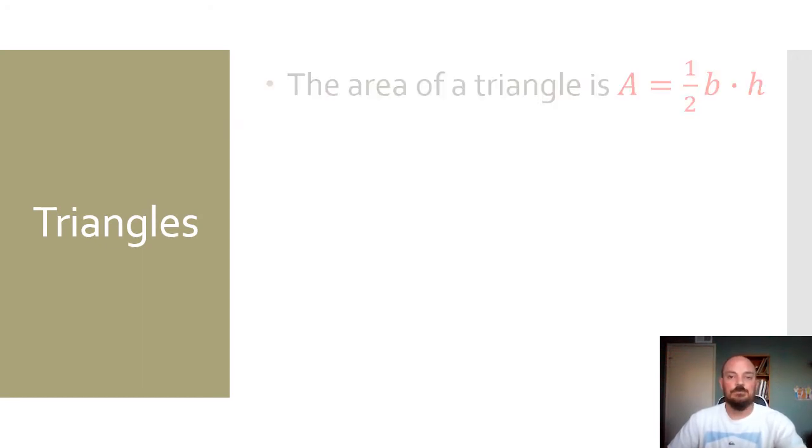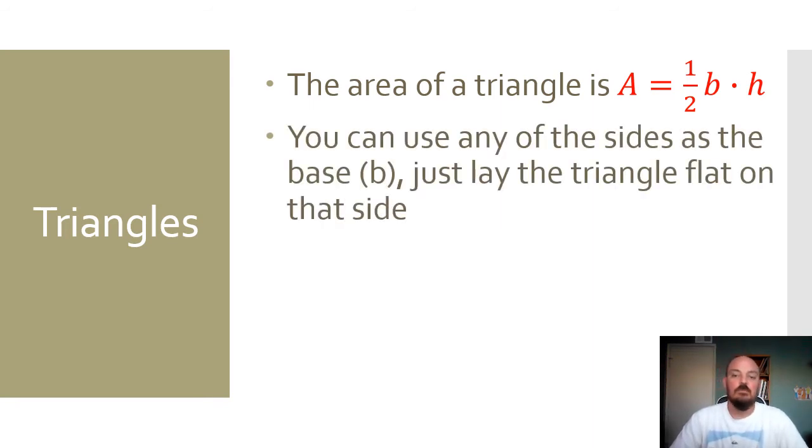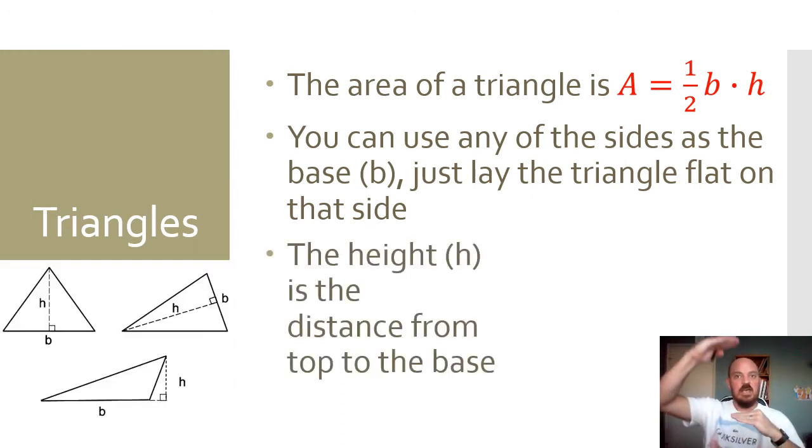Okay, triangles. Area of a triangle is 1/2 base times height. For the base, you can use any of the 3 sides of the triangle. Once you've picked which side you're using as the base, imagine, base means bottom, so imagine you're going to lay the triangle flat on that side, and then the height is the distance from the bottom to the very highest point on the triangle.